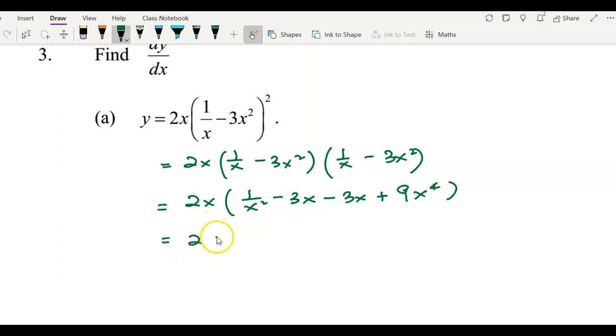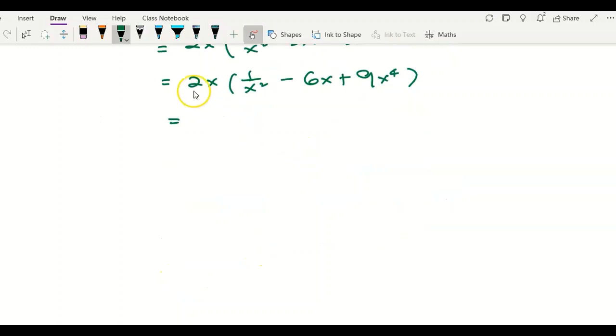Check if we have any like terms, we can combine them. 1 over x squared minus 6x plus 9x to the power of 4. Then the 2x can be multiplied inside. We have 2x multiplied by 1 over x, we get 2 over x, because one of the x cancels off. And minus 2x multiplied by negative 6x, you get 12x squared. 2x multiplied by 9x to the power of 4, you get 18x to the power of 5. So this is not yet your dy/dx.